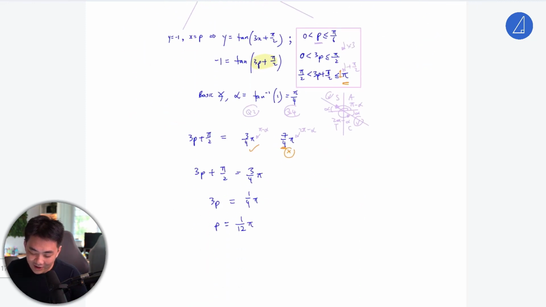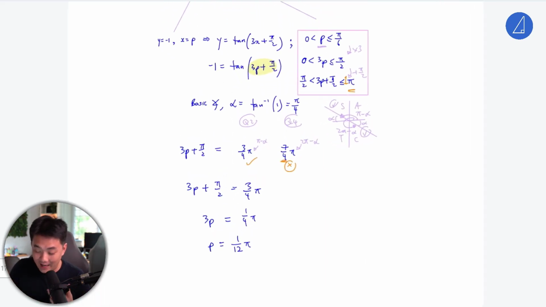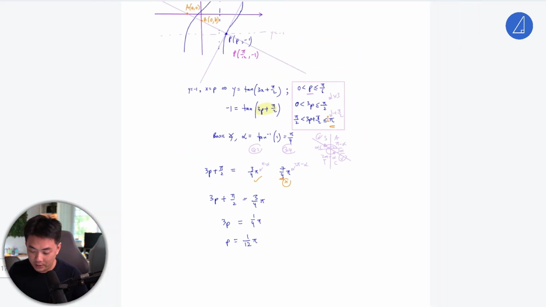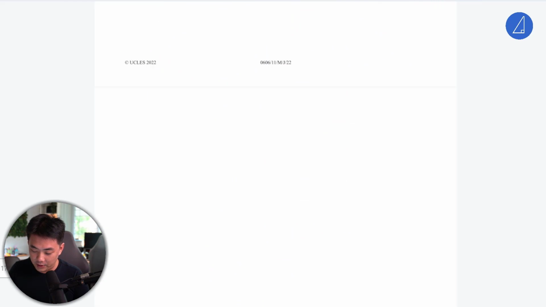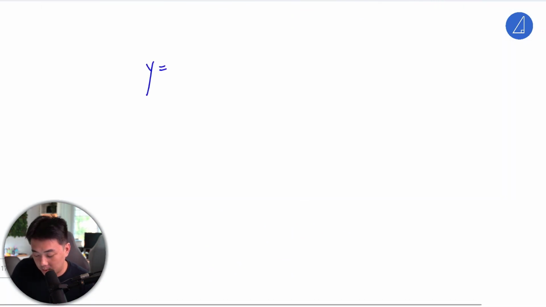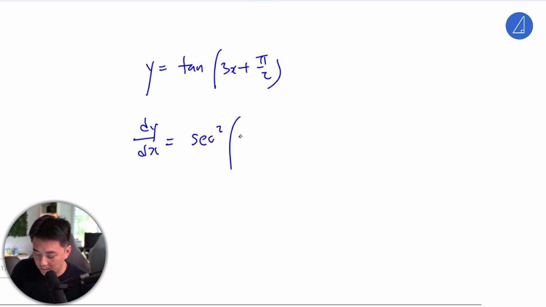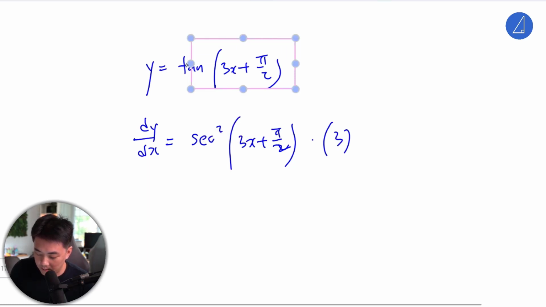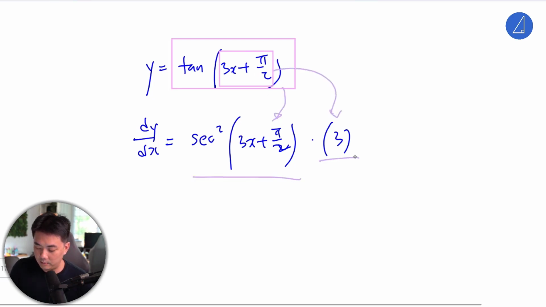Then after that, you're going to find the gradient of the tangent, then find the normal gradient, with m1 multiplied by m2 giving us the normal. I'm going to use the next page here. So y equals tangent of 3x plus pi over 2. dy/dx will give us secant square of 3x plus pi over 2, multiplied by 3. Essentially chain rule: outer layer, then inner layer multiplied by 3.